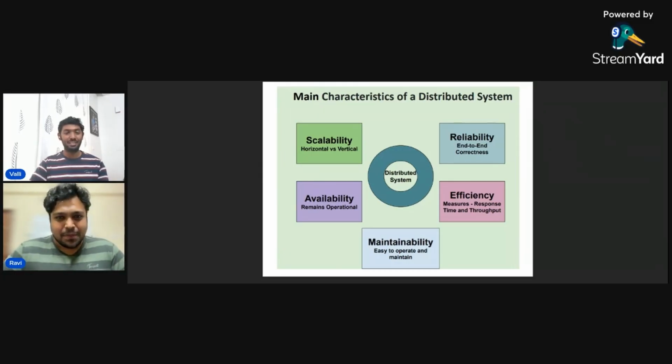So this is another main characteristic of a distributed system. Reliability is nothing but the ability to operate even with failures, faults or errors, whatever we call them, and how it maintains end-to-end correctness. That's how it is meeting the user expectation. That's the primary thing which we need to have as part of a distributed system.